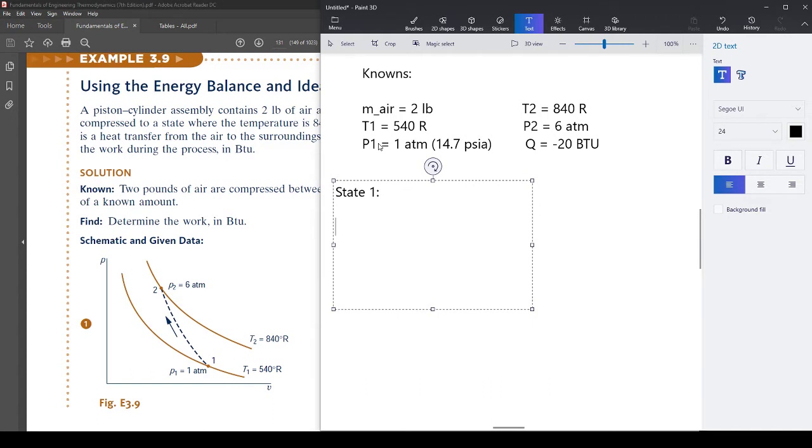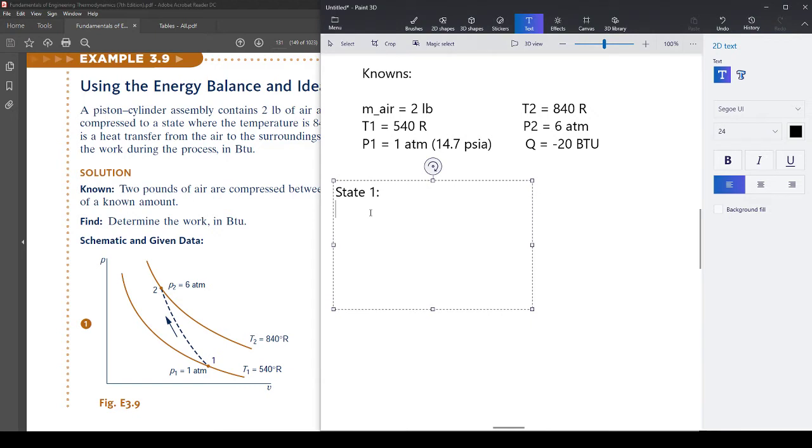So with what I told you just a minute ago, that air only relies on temperature to determine its enthalpy and internal energy values. With that being said, do we have enough information here to determine the internal energy and the enthalpy? We do. And the reason why we do is because we have a temperature, right? That's enough for us.